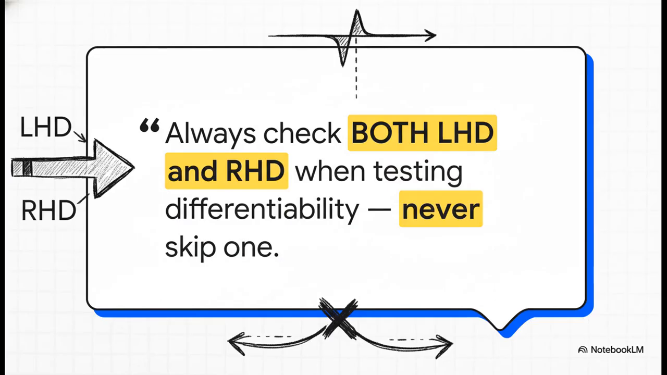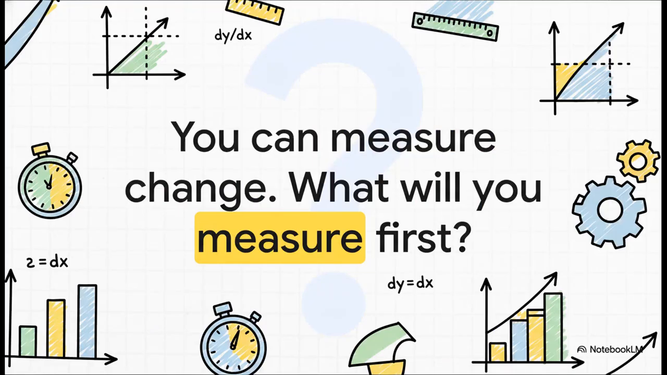And that brings us to a super crucial exam tip, straight from the source material. Seriously, don't take shortcuts on this. When a question asks you to test for differentiability at a point, you have to always check both the left-hand and the right-hand derivative. Never just assume. So there you have it. You've got the core concepts, the essential formulas, and even the pro-level techniques for differentiation. And look, this is way more than just passing an exam. This is about understanding the fundamental language of change. So the question is, now that you have the tools, what change are you going to measure first?